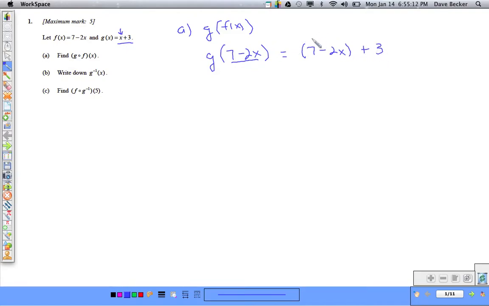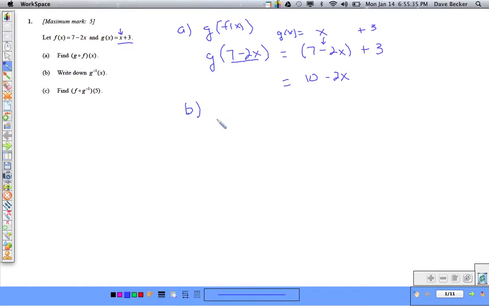And remember, this came from g of x equals x plus 3, and we just replaced x with 7 minus 2x. We simplify that and we get 10 minus 2x. So that's the answer to that.